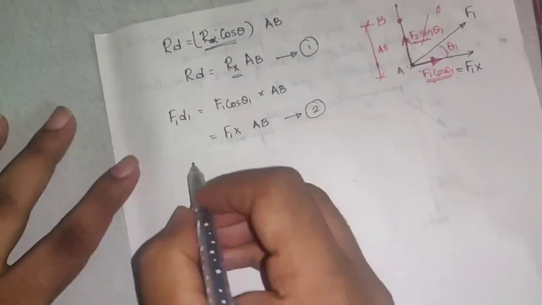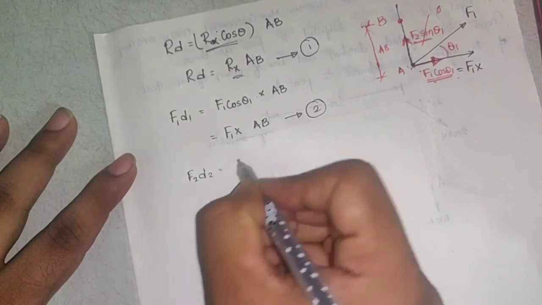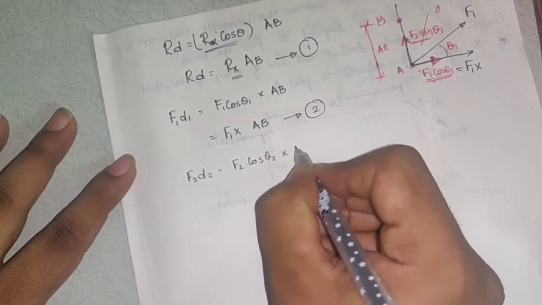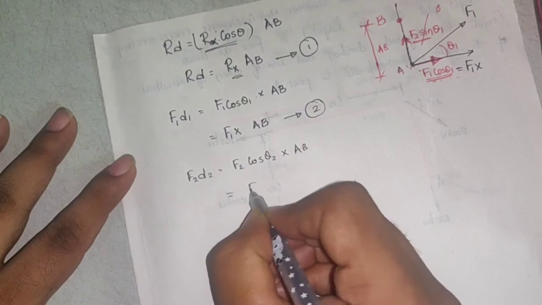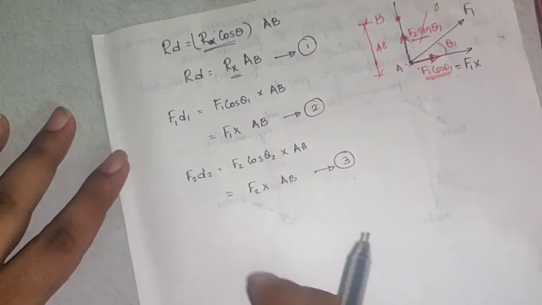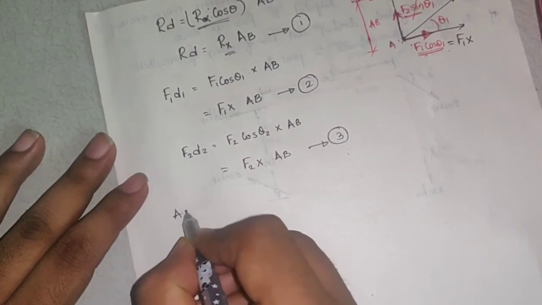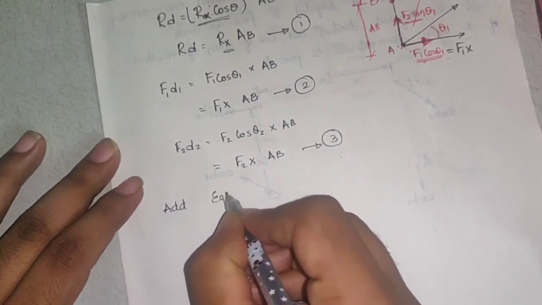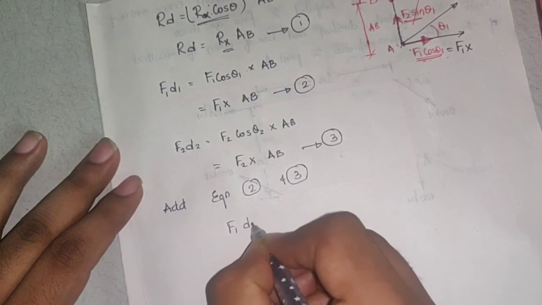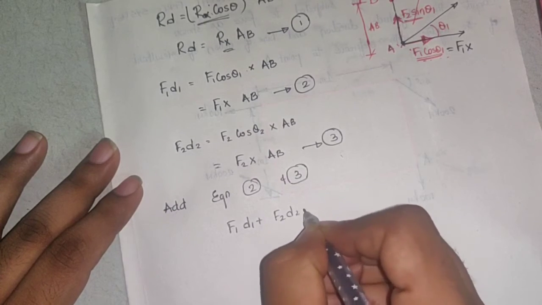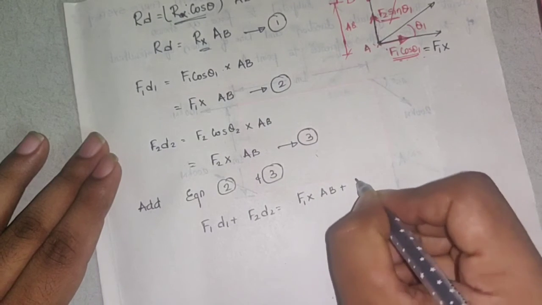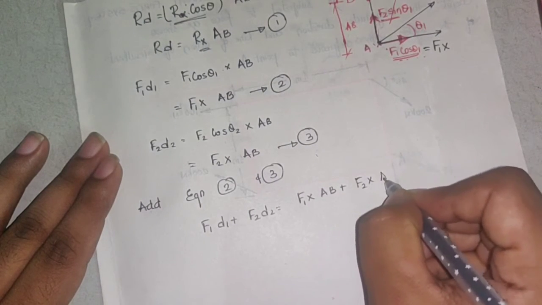On the same lines, I'll write for F2 into D2. F2 into D2 will be F2 cos theta 2 into the perpendicular distance AB, or this will be F2x into AB. So this is equation 3. Now I'll add equations 2 and 3. Adding equations 2 and 3, I'll get F1 D1 plus F2 D2, which is equal to F1x into AB plus F2x into AB.